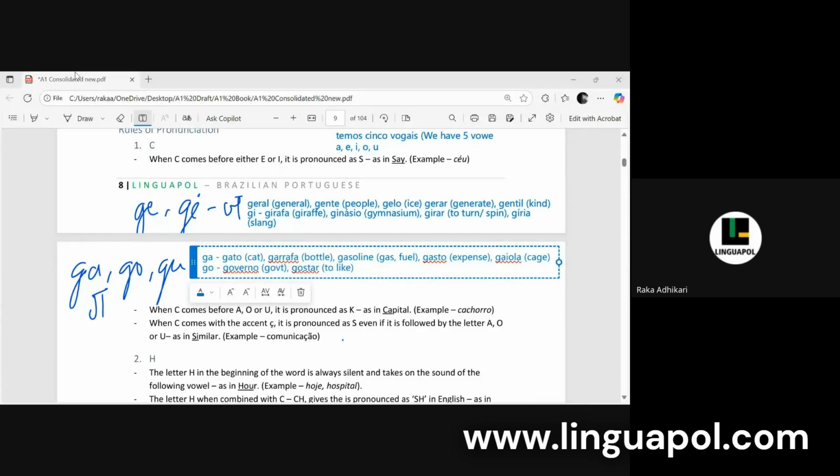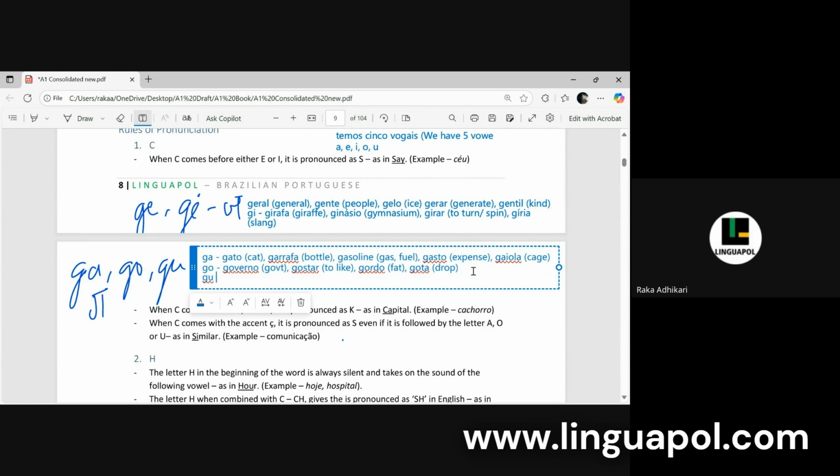Okay. So governo, gostar. Gostar is to like. Common words like gordo. Gordo means fat. Last word, gota. Gota means a drop, a drop of water, a drop of milk, whatever it is. Gota is a drop. Let's see words with GU.